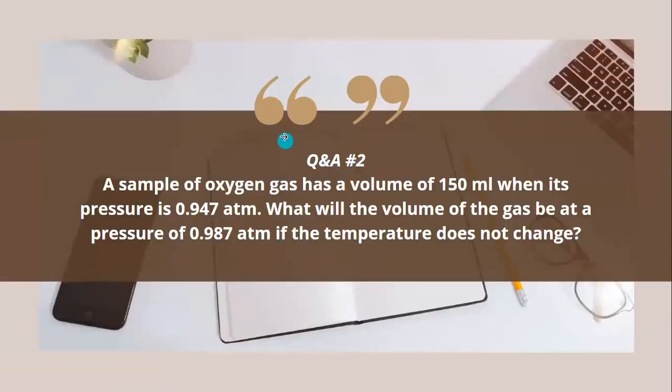This is the second example, question number 2. A sample of oxygen gas has a volume of 150 milliliters when its pressure is 0.947 atm. What will the volume of the gas be at the pressure of 0.987 atm if the temperature does not change?